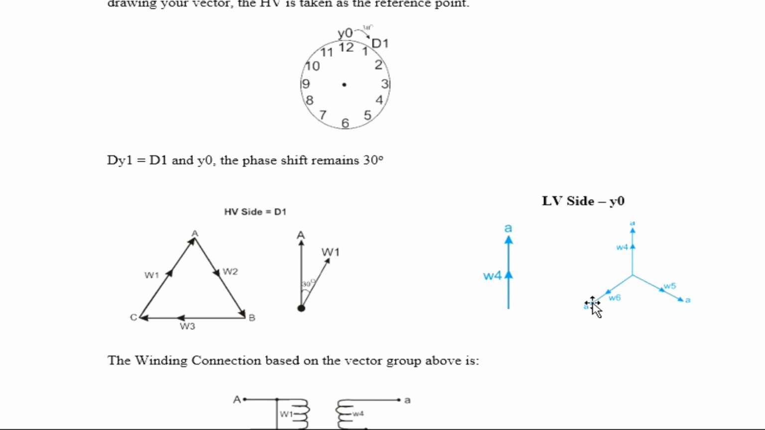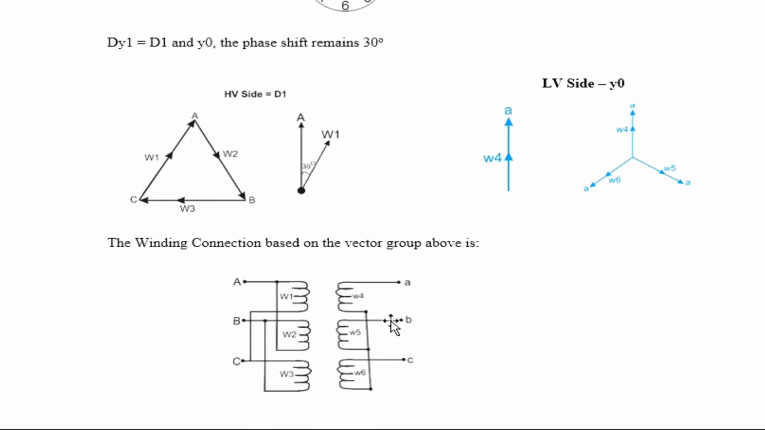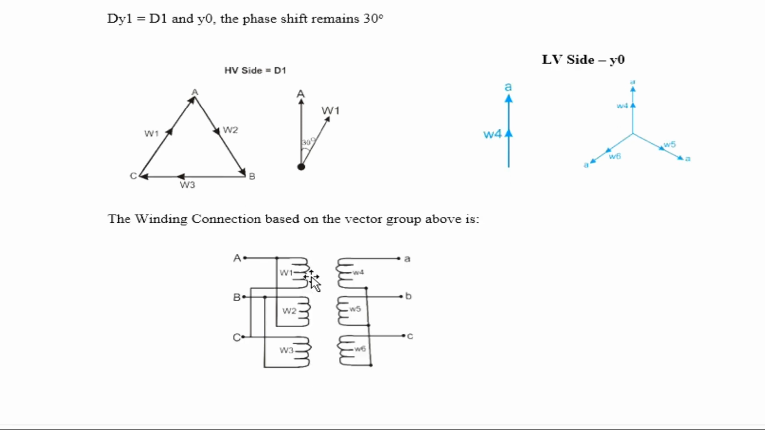You can see this diagram here is D1, and this diagram here is Y0. By the time you draw your vector diagram, you will get this. We've drawn D1 before and we've drawn Y0 before. So this is how you draw your windings connection.